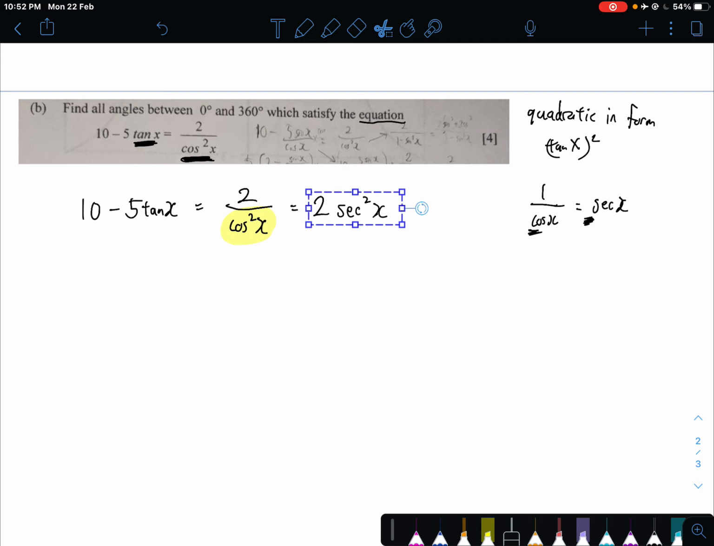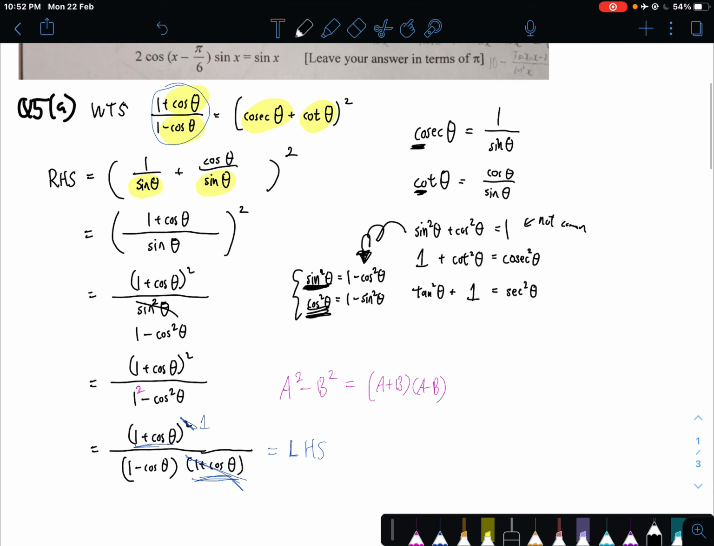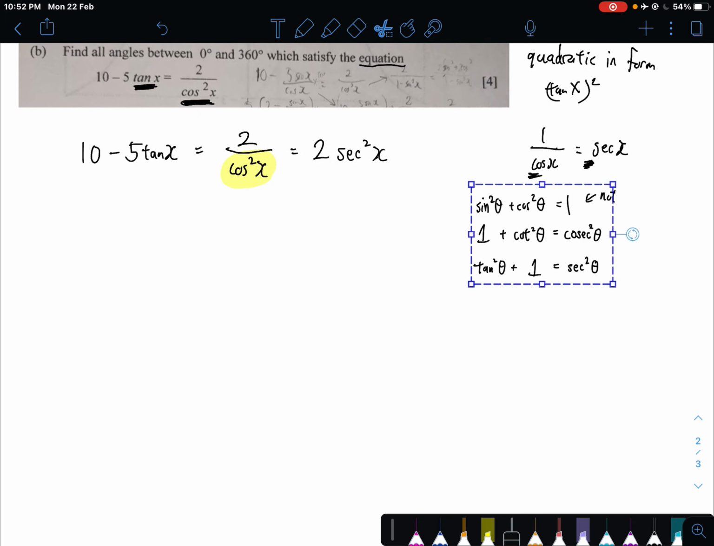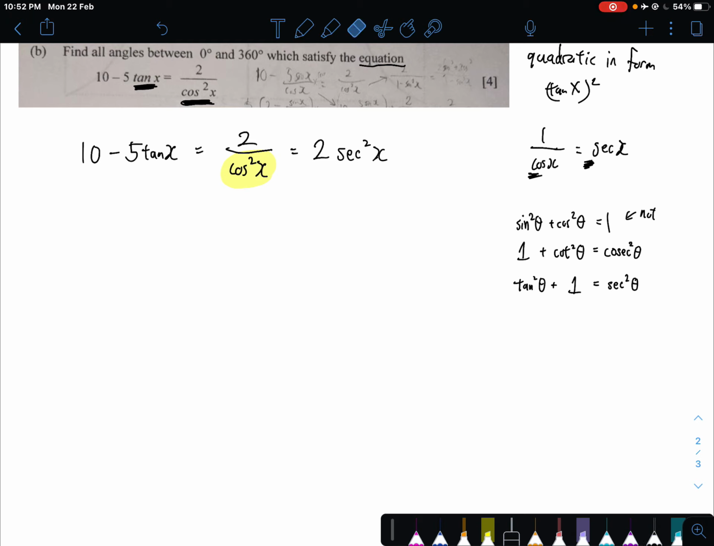But wait, how does that help me link from secant to tangent? Didn't I just make things more complicated? That's when you have to recall some identities. Let me copy and paste for speed. I'm sure if you watched my previous video, there are these 3 identities. You can just refer to your formula list. One in particular involves secant square, and notice that it's related to tangent. So what do you think I could do next? Replace the secant square with tangent square plus 1.